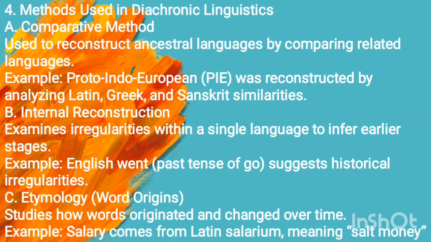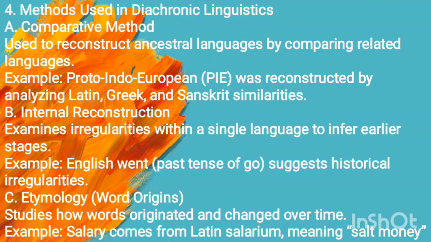Methods used in diachronic linguistics. First one, the comparative method. It compares related languages to reconstruct ancestral languages. For example, Proto-Indo-European was reconstructed by analyzing similarities in Latin, Greek and Sanskrit. In internal reconstruction, it studies irregularities within a language to infer older stages. For example, the irregular past tense went suggests historical changes in English.